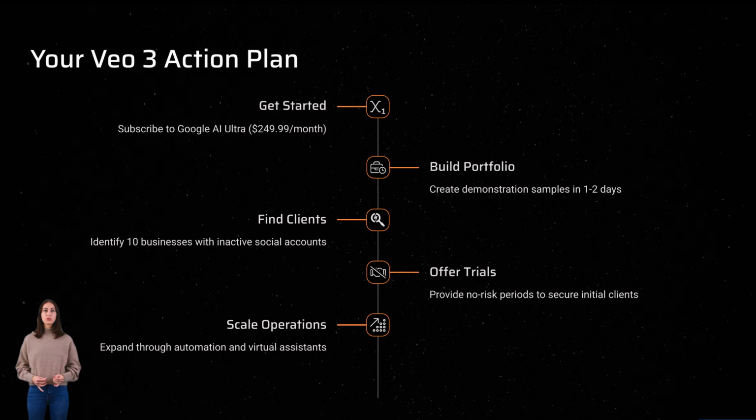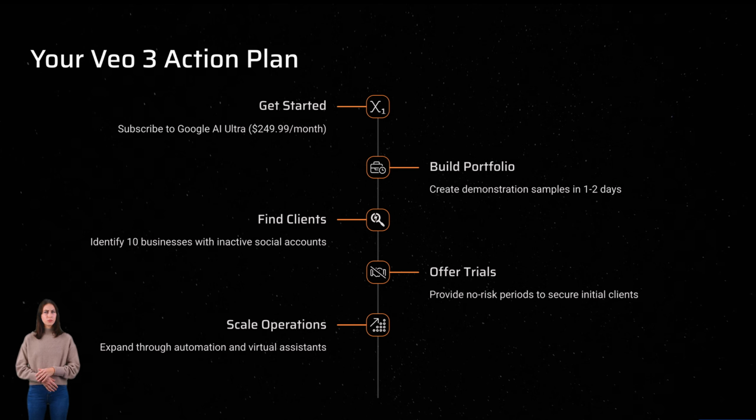First, subscribe to Google's AI Ultra plan. Yes, it's $249.99 per month. But if you've been paying attention, you now have at least 5 ways to earn that back within the first week. This is a business investment, not an expense.